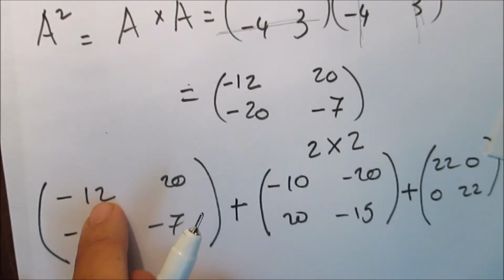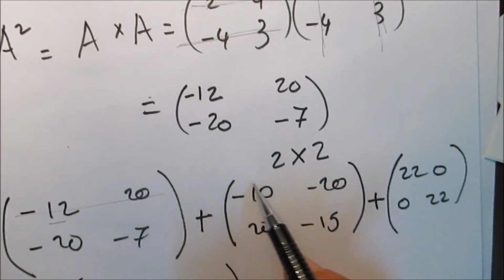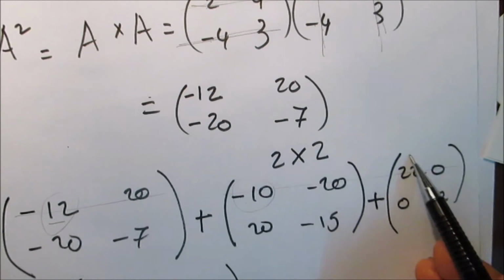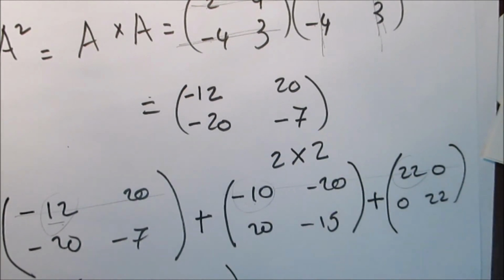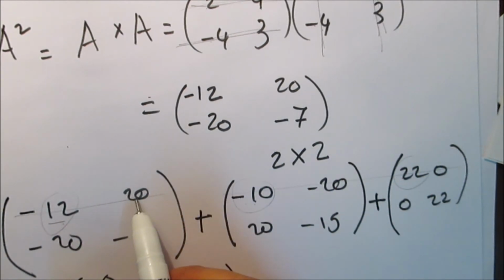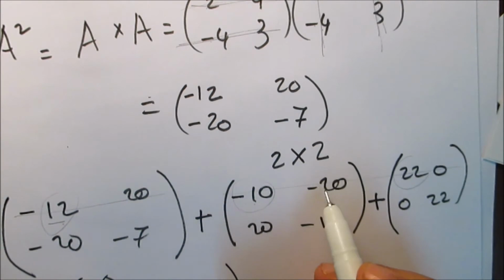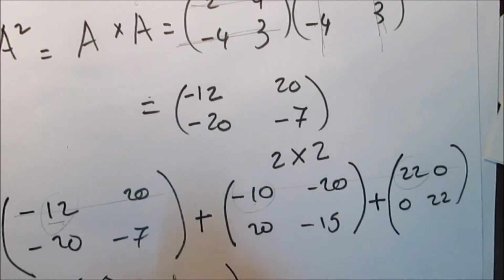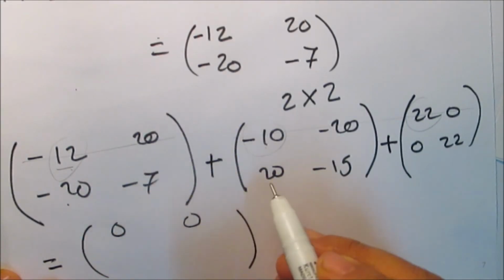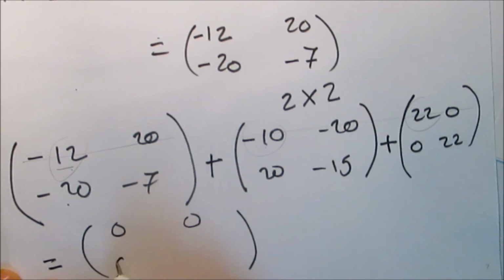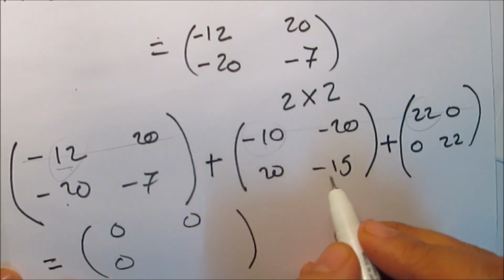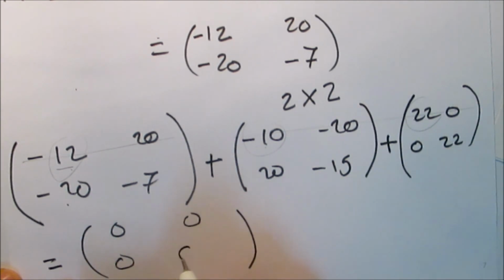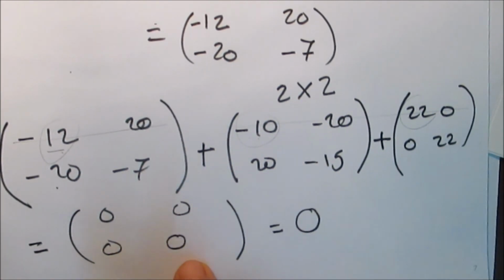Now add all the matrices. To add matrices, we add the corresponding elements of all matrices. So negative 12 and negative 10 is negative 22, plus 22 is 0. The second element: 20 minus 20 is 0, plus 0 is 0. Negative 20 plus 20 plus 0 is 0. Finally, negative 7 and negative 15 is negative 22, and plus 22 is 0. Finally, we get the 0 matrix.